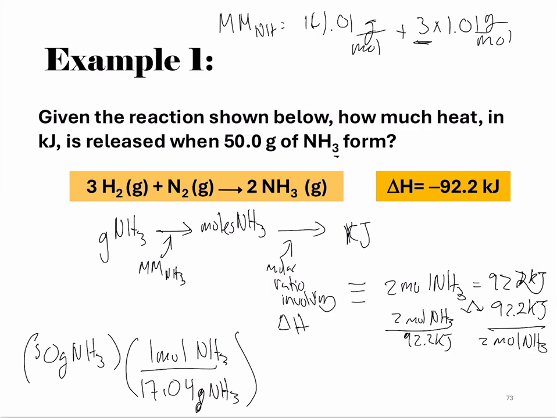How do you know you use the second one? The units of moles are going to cancel out, which is what we want, because we want units of kilojoules in the end. So we get 2 moles NH3 per 92.2 kilojoules. Moles cancel out, grams cancel out, and we're just left with units of energy, which is what we want.